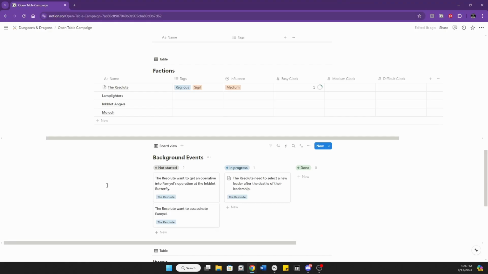And that is really all that there is to developing dynamic playable factions that you can use in your campaign settings, whether they're open table or campaigns or your more typical narrative campaigns. So I hope you found this useful.